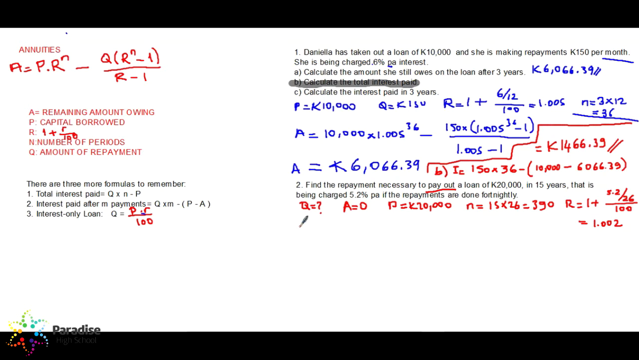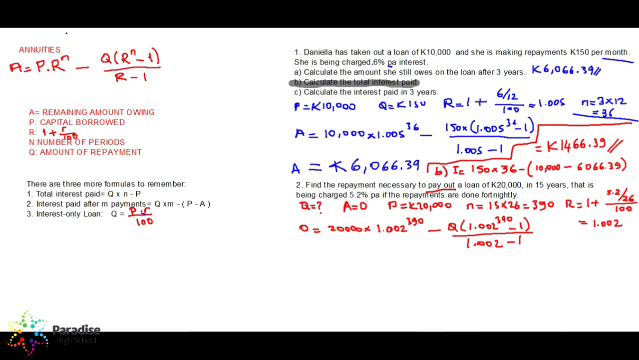Okay, so what am I going to do here? A is equal to 0. We write the formula. 0 is equal to P times R to the power of N: 20,000 times 1.002 to the power of 390, minus Q times, 1.002 to the power of 390 minus 1, divided by 1.002 minus 1. So if you look at this question carefully, my unknown is here. This is a linear equation. You've got a number here, a number here, and an unknown number here. So how do we solve it? We move the unknown to one side and keep the numbers on the other side.